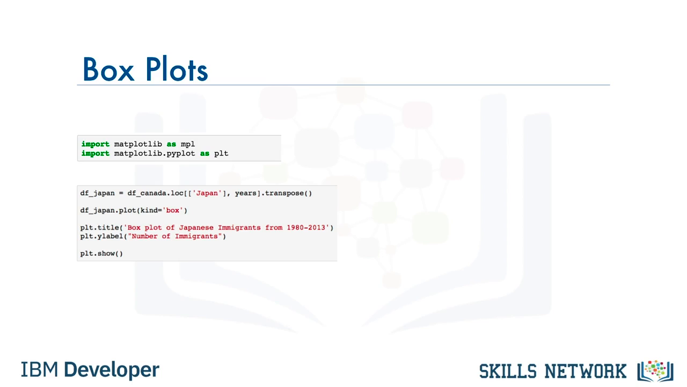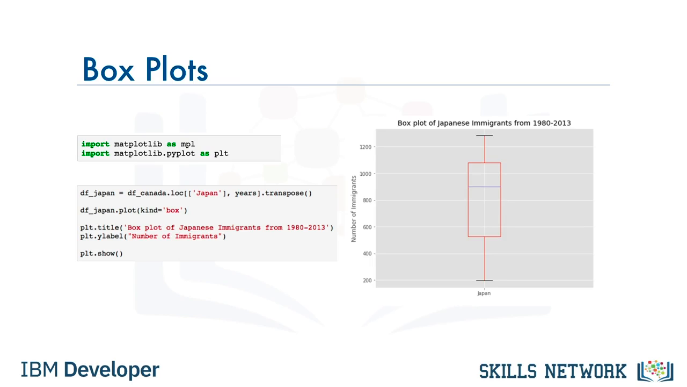Then, to complete the figure, we give it a title and we label the vertical axis. Finally, we call the show function to display the figure. And there you have it. A box plot that provides a pleasing distribution of Japanese immigration to Canada from 1980 to 2013.